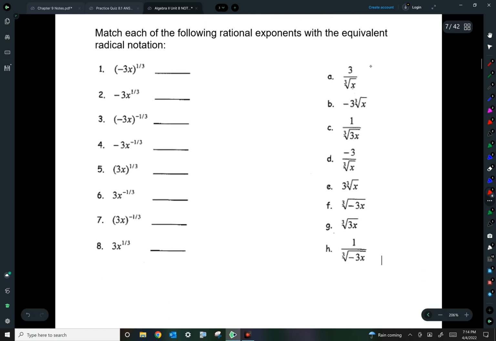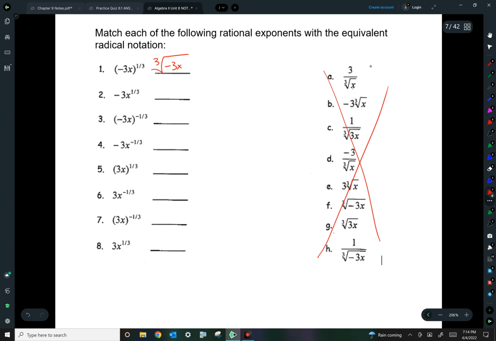So on these, I would suggest that instead of trying to match them, because it can be very confusing if you try and match them, forget about this side and let's just look at this left side. We want to write these in terms of a radical, meaning a root. So on number 1, notice because of the parenthesis, that 1/3 is applying to the whole thing. So it's the cube root of the whole thing.